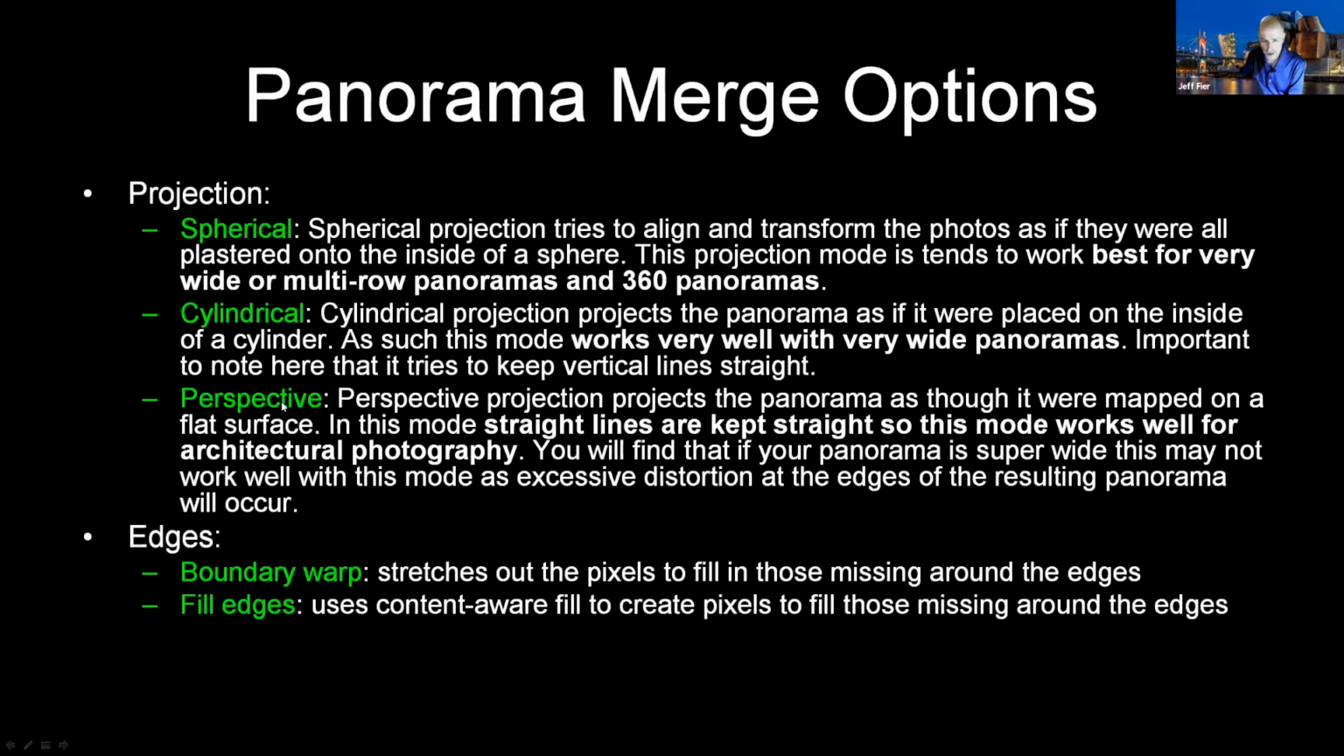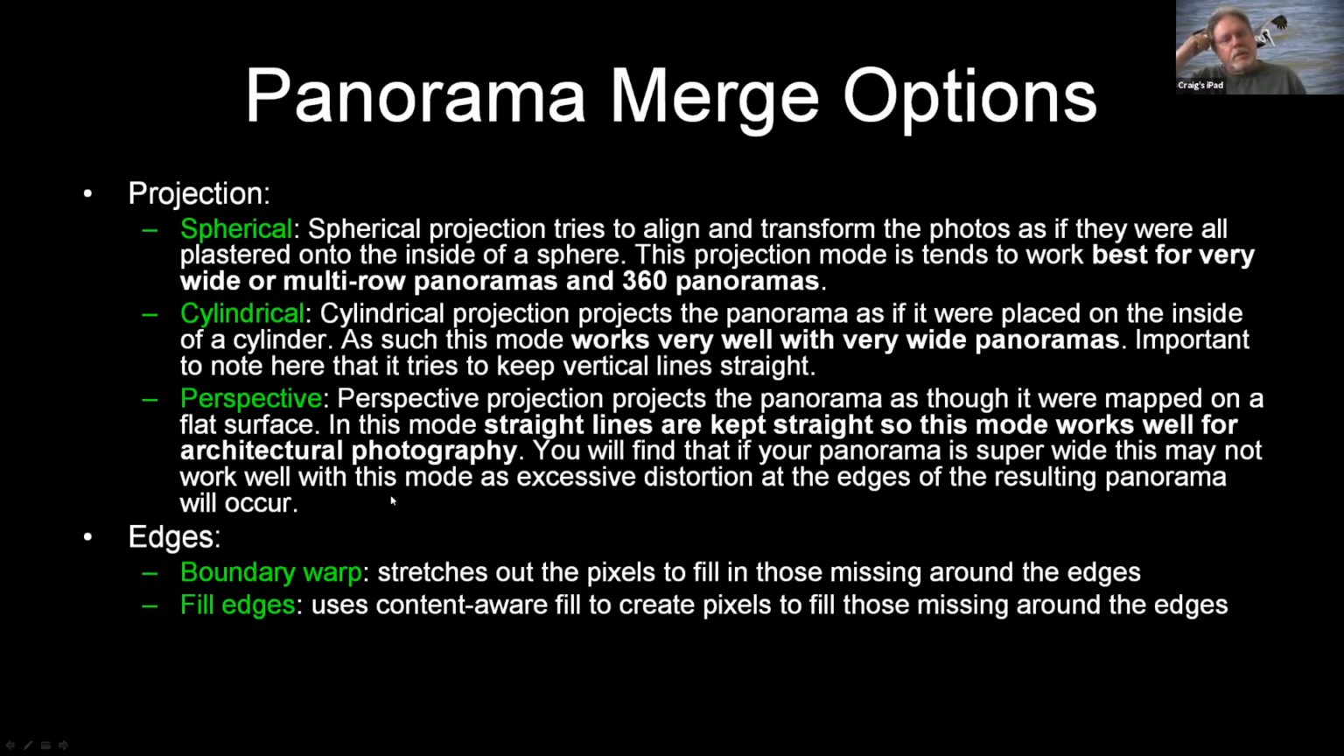Okay, the final projection is one called perspective. And this is a strange one, and I'll show you some examples of it. It tries to keep straight lines straight, but it also takes your image and projects it onto a flat piece of paper. And as a result, the left and right edges of your image have to be stretched out wider than the center of your image. Makes for some interesting things, but if a perspective projection actually works on your image, and it won't work for really wide panoramas, but if it works for your image, I find that using it in conjunction with the boundary warp option can create some compelling looking final images. Okay, we'll see some examples of this, but spherical is the one that I typically tend to use.